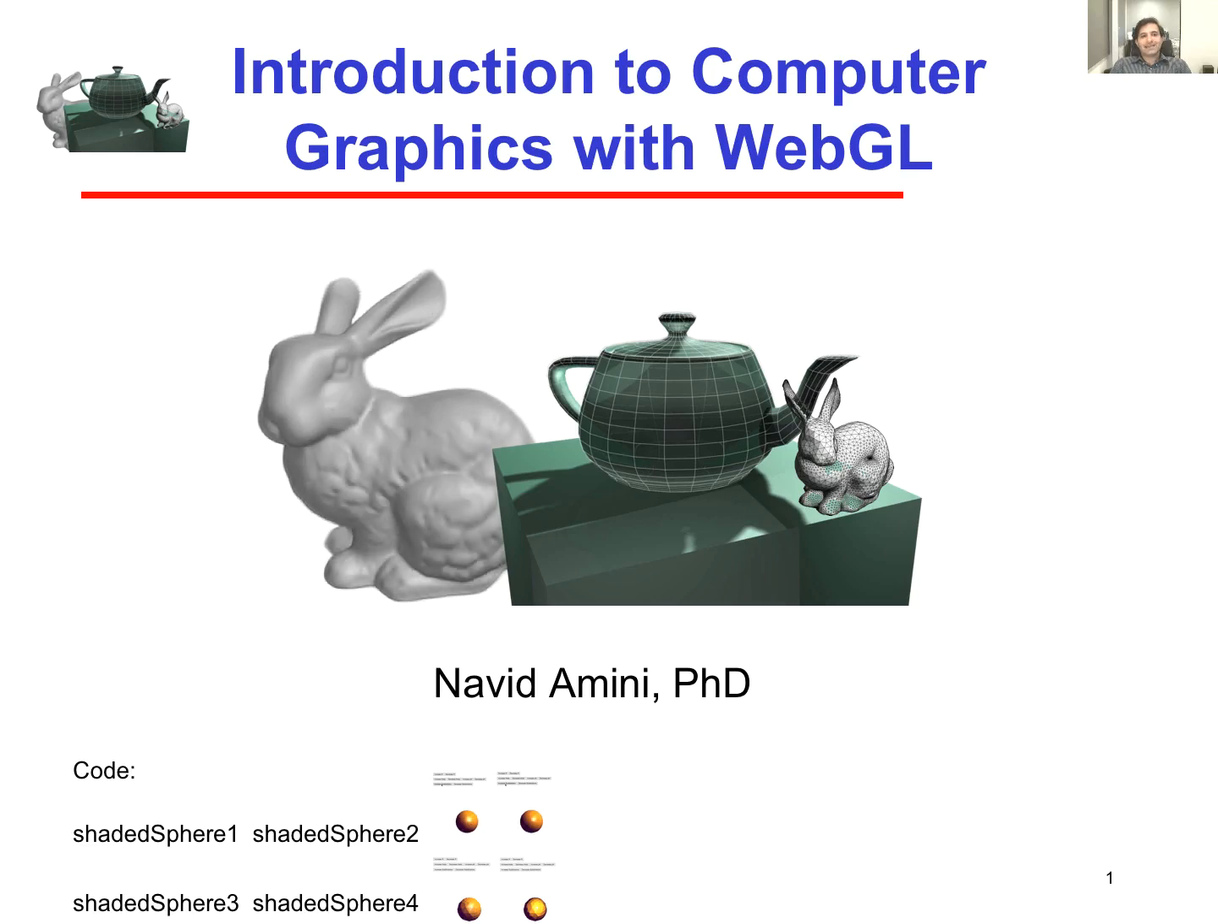Hello. In the last lecture, we mostly looked at shading simple objects like cubes. What if we have a more complex object like a sphere? In this lecture, we're going to look at principles of shading, and in the next lecture, we look at the implementation of the shaders. The projects related to this lecture are the shaded sphere 1 through shaded sphere 4.